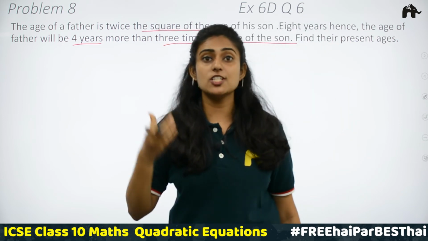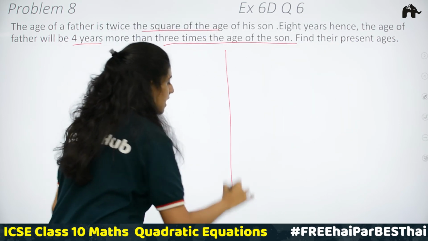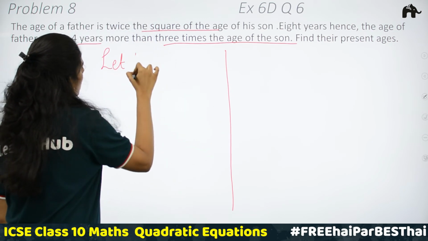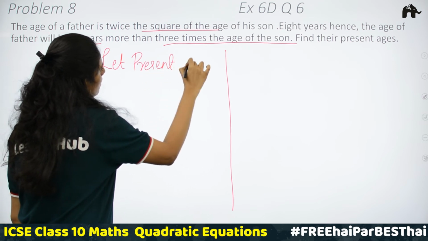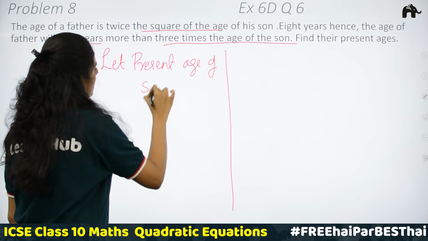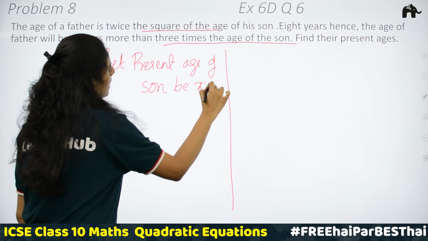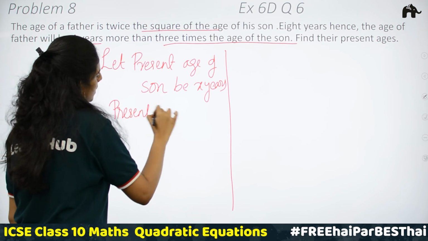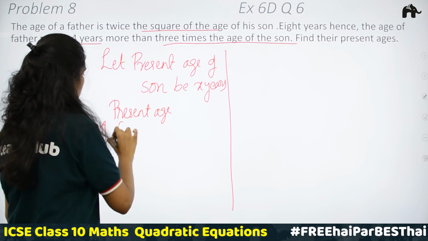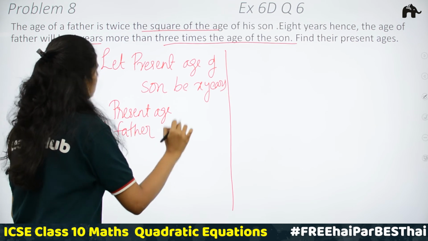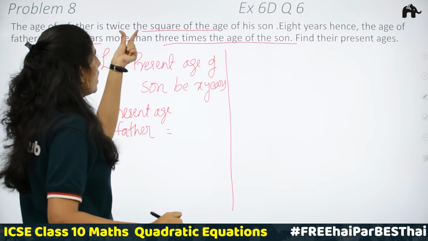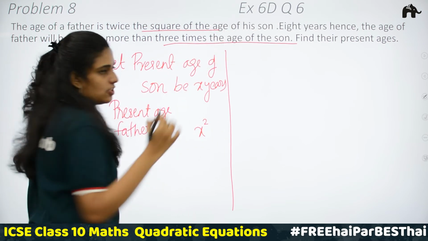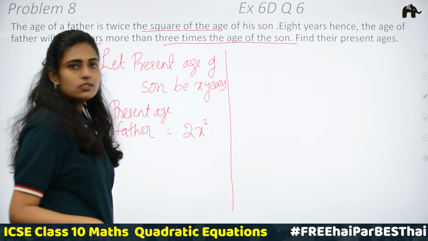First, the age of a father is twice the square of the age of his son. Here, we are mentioning the present ages. Let us take the present age of son as x. Let present age of son be x years. Then what is the present age of father? Present age of father will be equal to, the age of a father is twice the square of the age of his son. Square of the son's age is x square. Twice, 2 into x square.